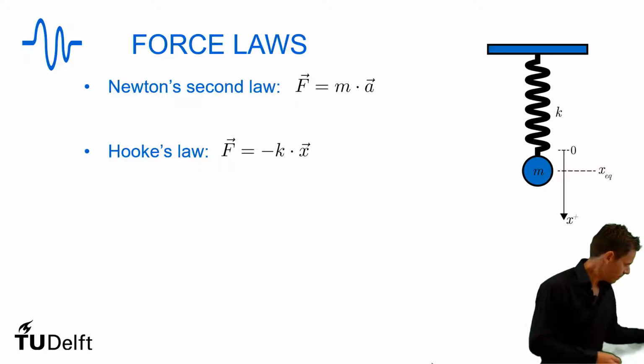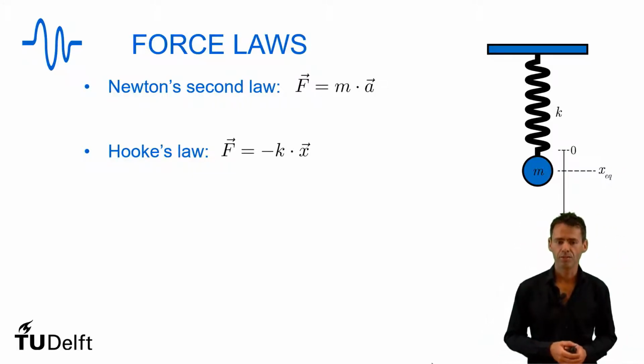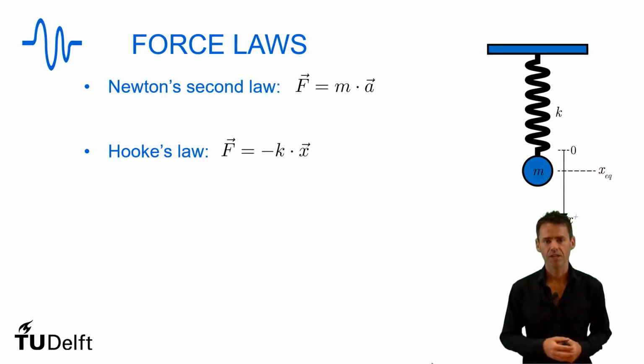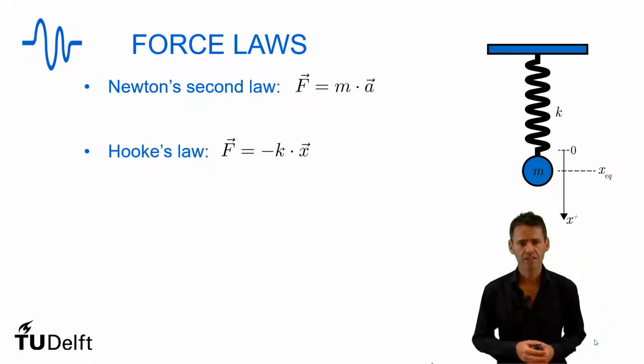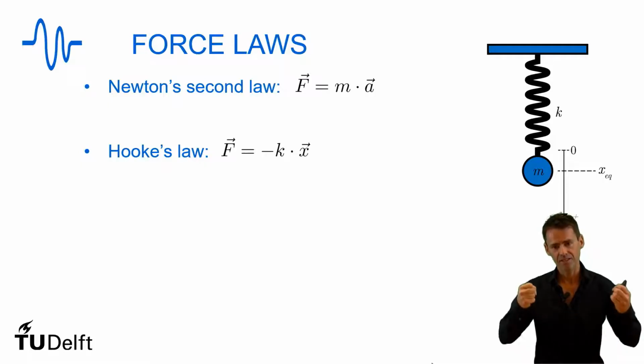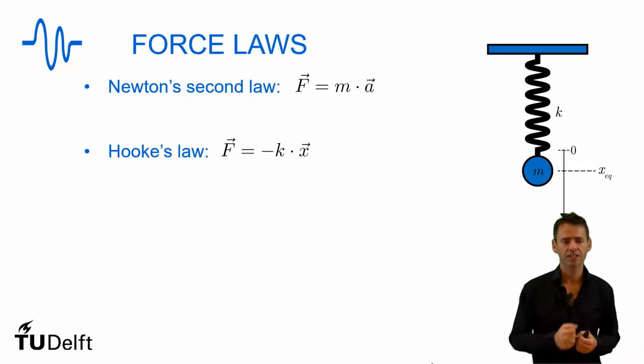Now, we can describe the motion of this mass suspended on the spring using two laws. The first one is Newton's second law, that states that the force exerted on a mass m gives rise to an acceleration a. Secondly, we use Hooke's law, which states that if I extend this spring a little bit with distance x, I get a force proportional to this extension with spring constant k, but in the opposite direction to the extension.